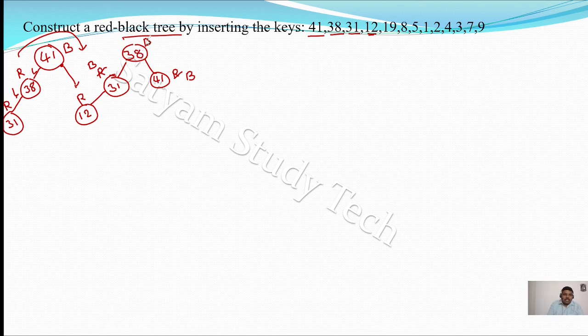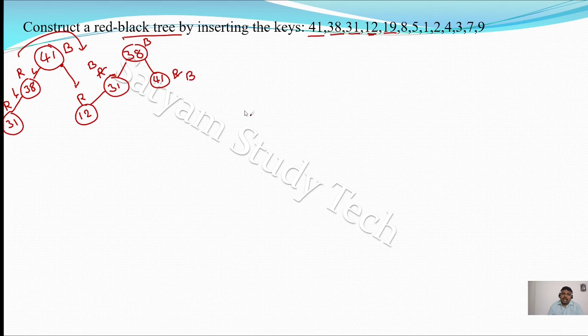So here you can see the root node is the black node. In this path, there are two blacks; here also two blacks, and in this path also. So the red-black tree property is satisfied. Now you can add the next node, 19.